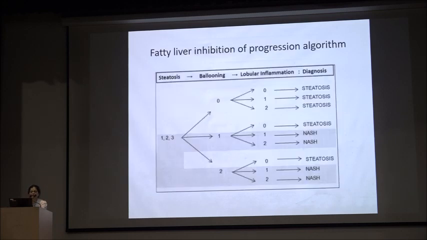Based on the SAF score, the FLIP algorithm came into play, which is the Fatty Liver Inhibition of Progression algorithm. To enter this algorithm, a minimum steatosis score of 1 is required. After that, if ballooning and lobular inflammation both score at least 1, the case can be put as steatohepatitis. If either ballooning or lobular inflammation is 0, absent or minimal, the case is still diagnosed as just fatty liver.